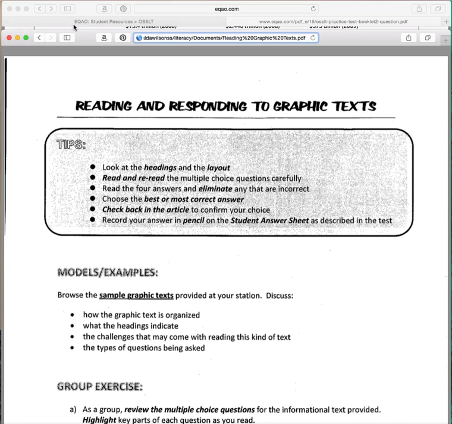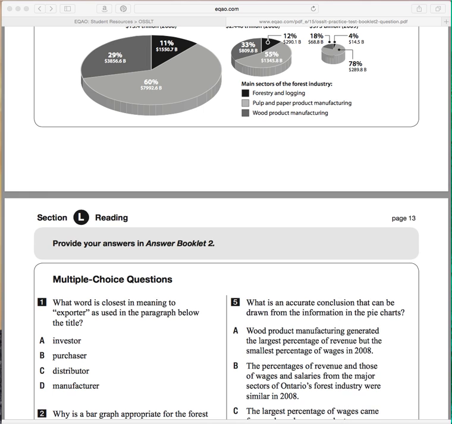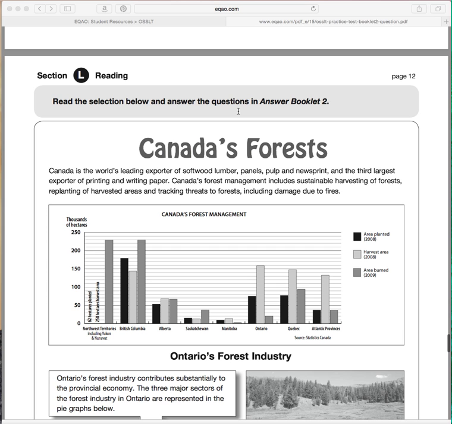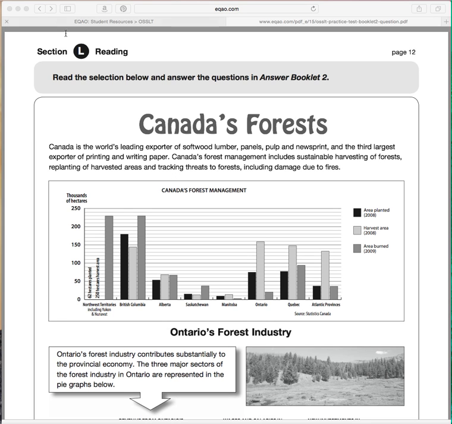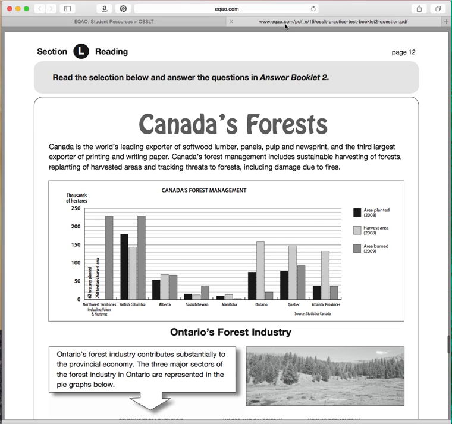How I got there was I Google searched "graphic text." Very simple. Okay, let's get this out of the way. What I want to show you now is the resource provided by the EQAO. So I'll go over here, where you'll find this in booklet 2 of the 2014-2015 resources. So this one I am going to walk through.